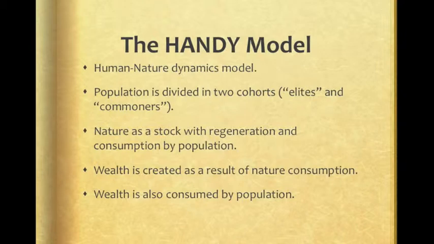And then there's an additional stock that we call wealth, which is created as a result of consumption of nature. Okay, and this wealth, once it's created, is also consumed by population. So essentially, this model has four stocks. It's got two cohorts of population, nature as a stock, and then wealth. Okay, and then there's interactions, and we'll see a little bit of the diagram of that.